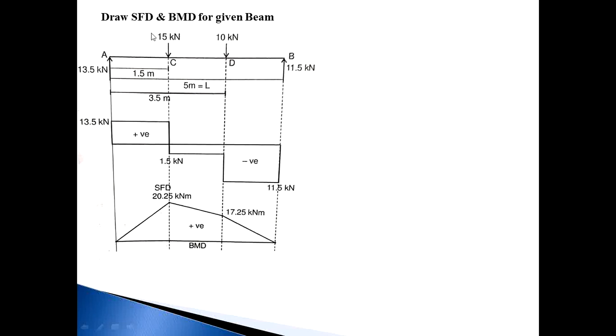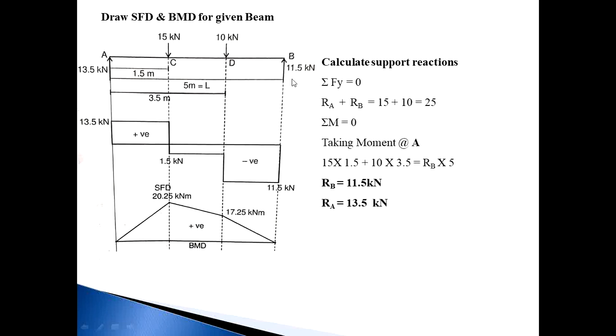First of all, we want to calculate the reactions RA and RB. First, consider summation Fy equal to 0: upward forces equal downward forces. In this system, there are a total of 4 forces: RA and RB going in the upward direction, and 15 and 10 kilonewton going in the downward direction. So RA and RB go on one side and 15 and 10 kilonewton on the other side. So RA plus RB is equal to 15 plus 10, which is 25 kilonewton. This is RA plus RB equal to 25 kilonewton.